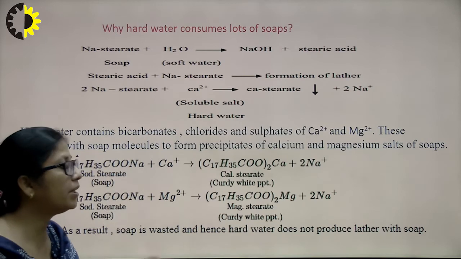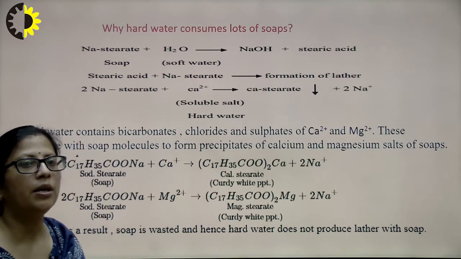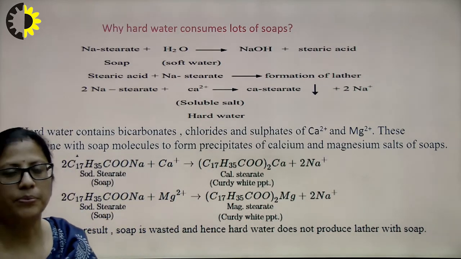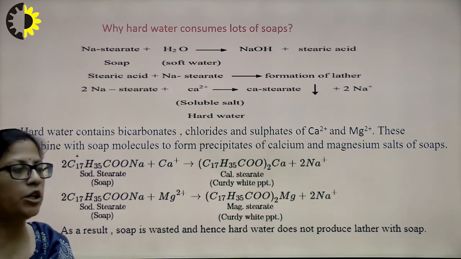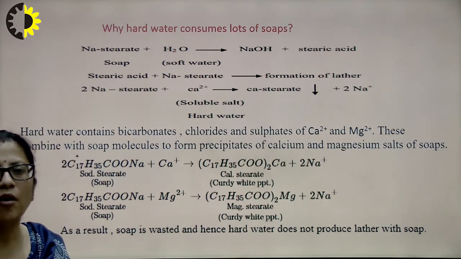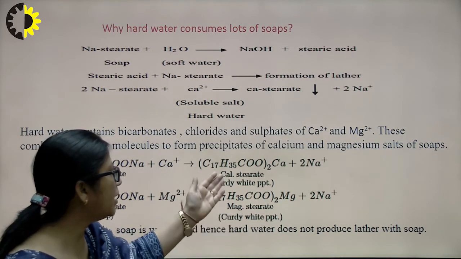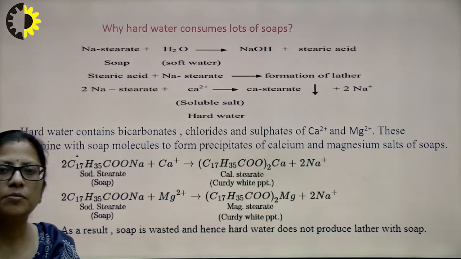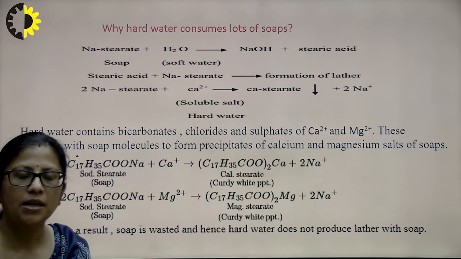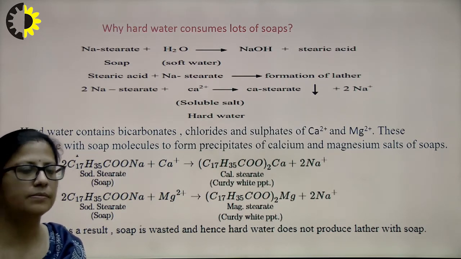So, hard water contains bicarbonates of calcium and magnesium, then chlorides and sulfates of calcium and magnesium. These combine with the soap molecules to form precipitates of calcium and magnesium salts of soap. As I have already discussed, this is the curdy white precipitate. As a result, the soap is wasted and the hard water does not produce lather with soap.